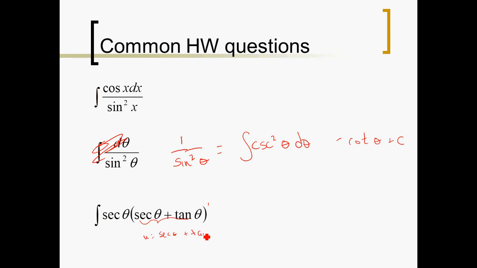what is your derivative? Oh crap, I forgot my d theta, didn't I? What is the derivative? The derivative of secant is secant theta tangent theta, and the derivative of tangent is secant squared theta. All you have left to suck up is secant theta. That does not match du. You have to cross it out and start something else.